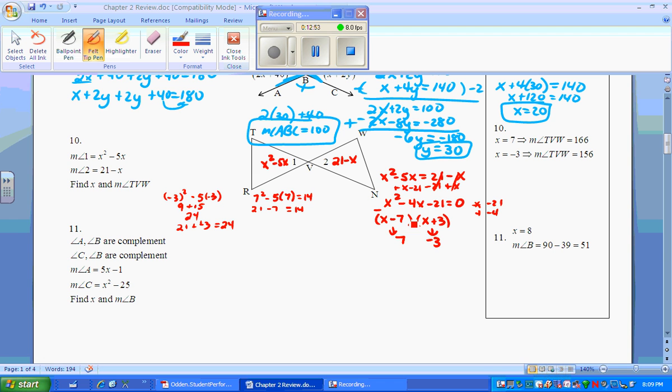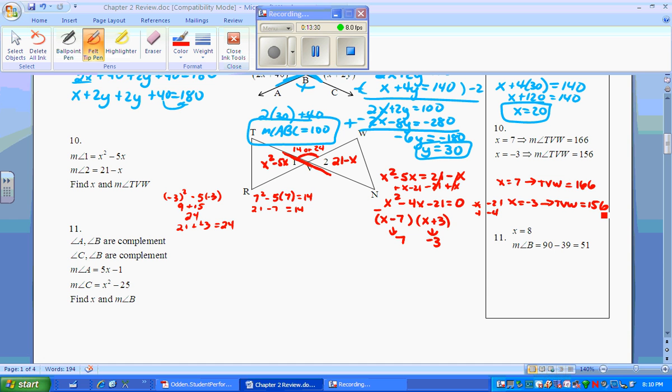So they both work. But we want angle TVW, this angle here, which is the supplement to both of these two angles. So if we know that this angle is 14 or 24, the leftover ends up being, when x equals 7, the other angle, TVW, is equal to 166. And when x equals negative 3, TVW equals 156. And we're done.